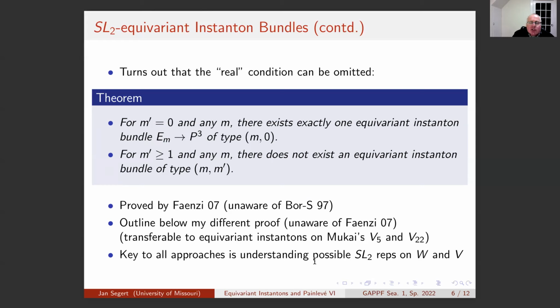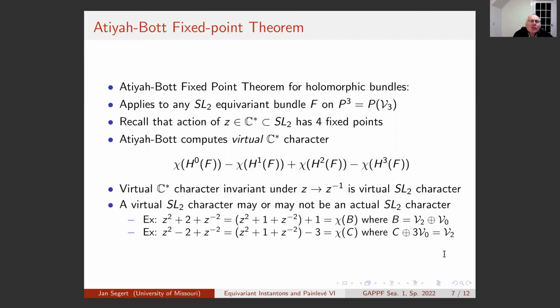So the key to understanding all these approaches to the equivariant instantons is understanding the possible SL2 representations on these vector spaces W and V that are used in the monad to construct the bundles. And for that, we're going to use the Atiyah-Bott fixed point theorem for the restriction of the SL2C to a C star subgroup. And the Atiyah-Bott fixed point theorem for holomorphic bundles applies, in our situation, to any SL2 equivariant bundle on P3, not necessarily just instanton bundles. An instanton bundle you can tensor with various other bundles, which we'll do. And also, we'll recall the action of the C star subgroup of SL2 on S4 has fixed points.